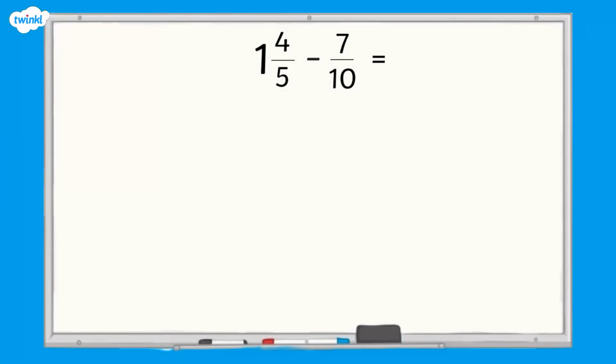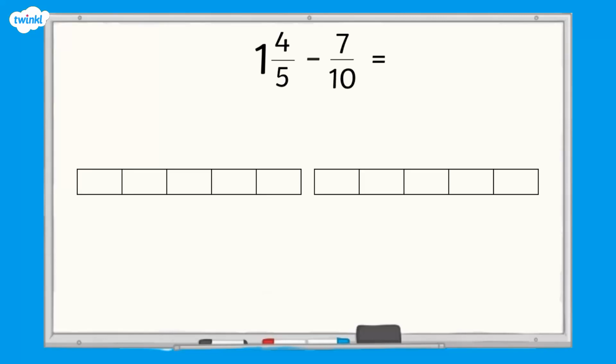1 4/5 subtract 7/10. If we represent this using a bar model, each bar would be split into 5 equal pieces, and we need 1 complete bar and an additional 4 pieces of another bar shaded. Before we can subtract 7/10 from 1 4/5, we need them to have a common denominator. We can use our bar model to help us do this, or calculate to find a common denominator.